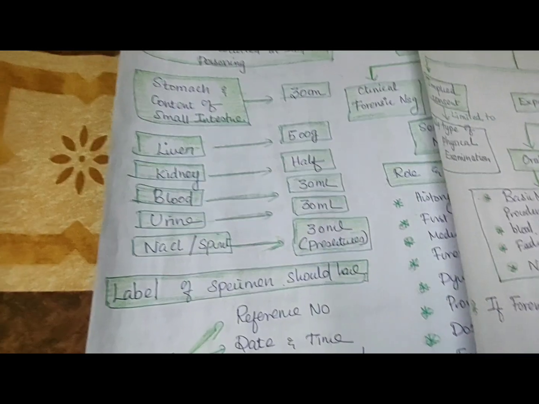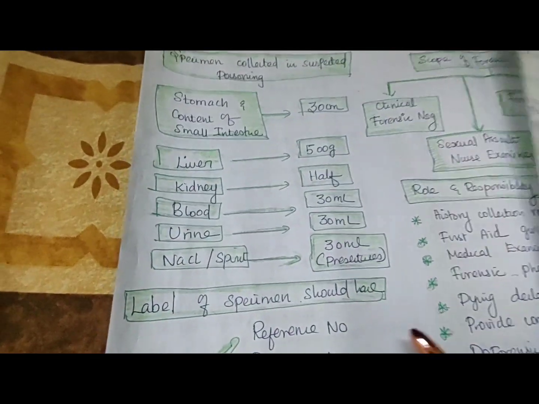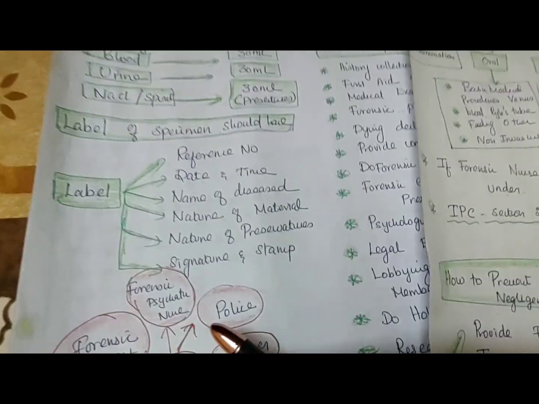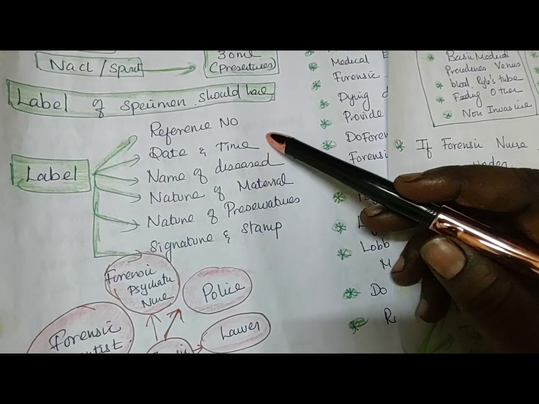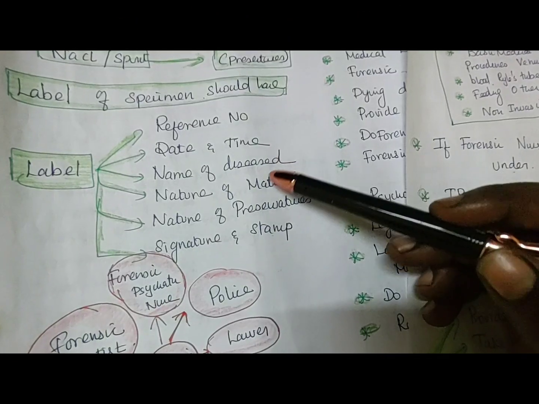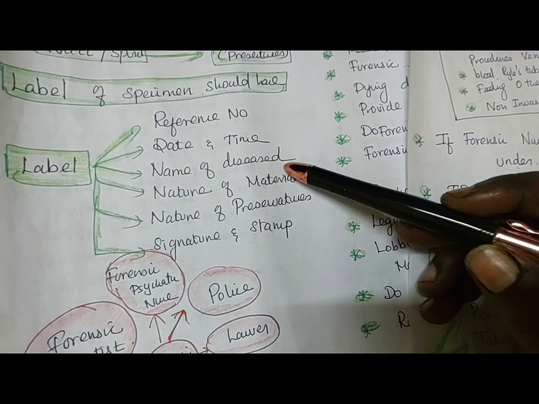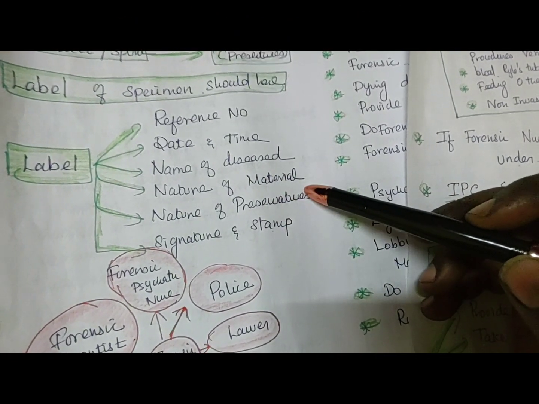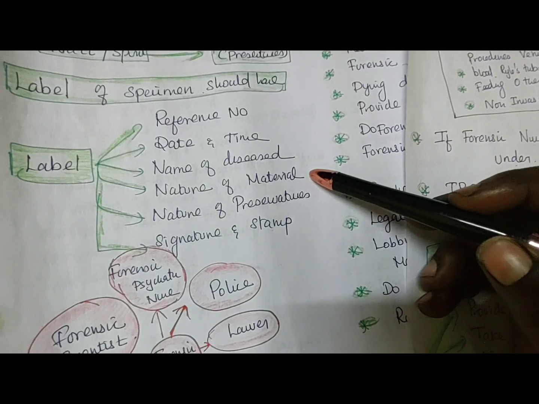So what about the storage? She has to refrigerate it properly. Before putting it in the refrigerator, she has to label it properly. So what kind of label? The label should have the reference number, the date and time, the name of the deceased, and the nature of the material, what kind of material is inside.